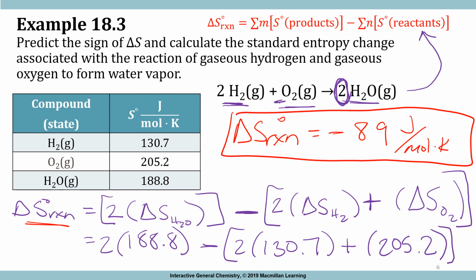Normally we predict these values first hand, but I forgot to put that in the very beginning. So first, let's just predict real quick. It says predict the sign of delta S. We just proved that it was a negative value, but let's look here.